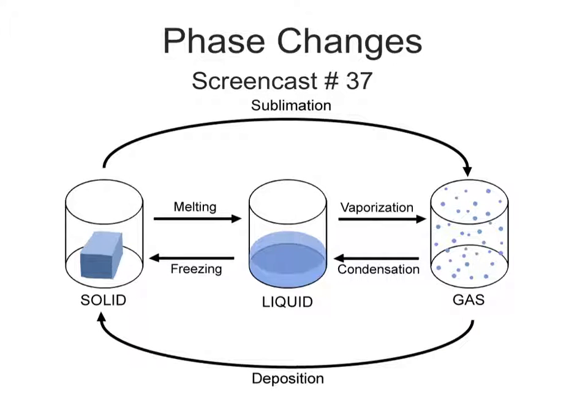Hi class, this screencast that we're going to take a look at today is on phase changes. Phase changes are things that we're already familiar with. We already know that if we take ice out of the freezer and put it at room temperature, it will eventually melt. We know that if we leave a liquid such as water at room temperature and we leave it uncovered, eventually it's going to evaporate and it's going to become a gas.